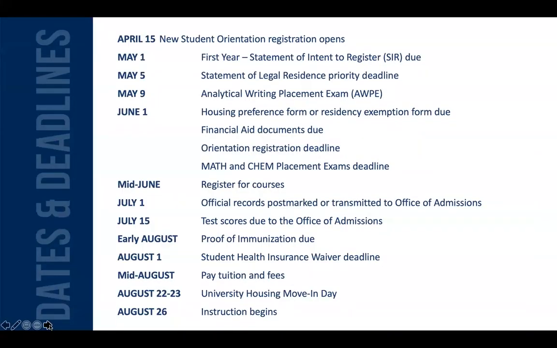Now, a couple of things that you want to make sure that you really pay attention to, okay? And this is something that a lot of students need to pay attention to, because this is as soon as you SIR to our campus, okay? So it doesn't matter which UC campus, but May 1st is the signing date, okay? Your statement of legal residence, and this happens every year.